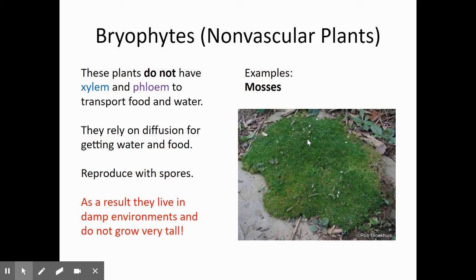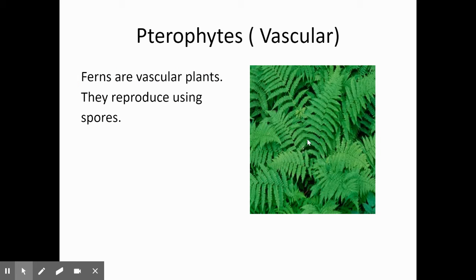Our next step up from an evolution standpoint is going from our mosses, or bryophytes, to our next set of plants, which are called the pterophytes. Our step up here is that these are plants that are vascular. Ferns, for example, are pterophytes. Ferns have xylem to transport water, and they also have phloem to transport food.